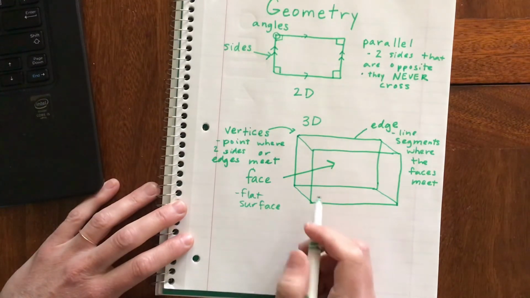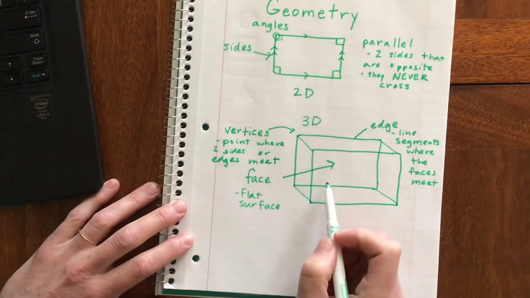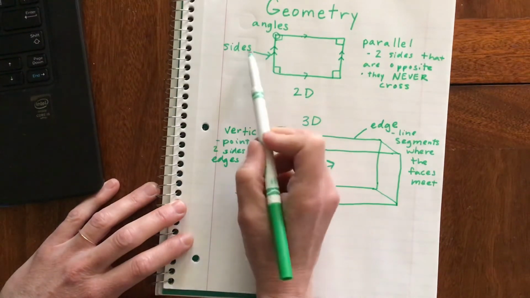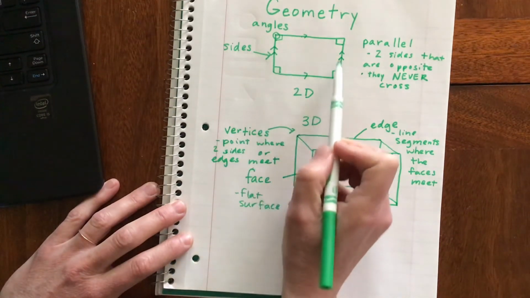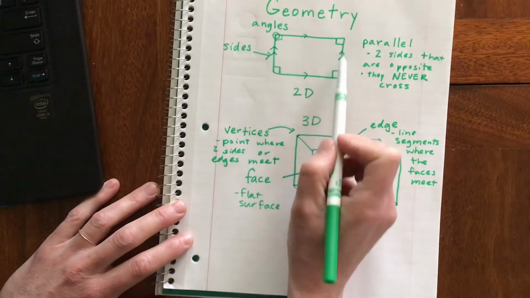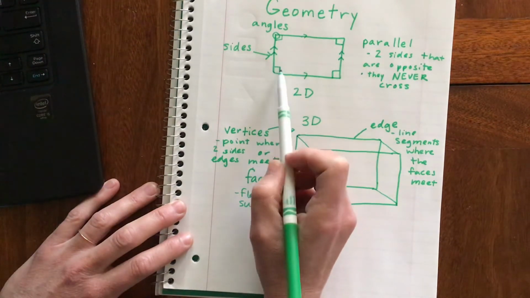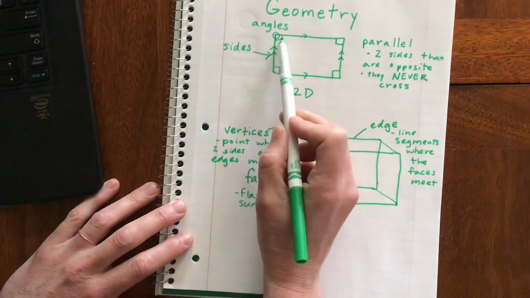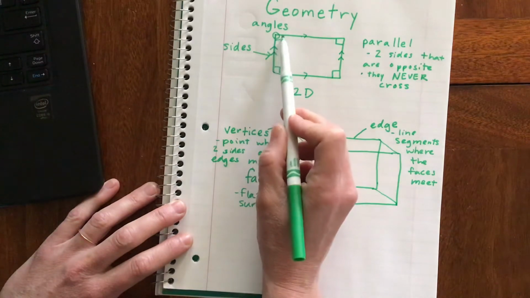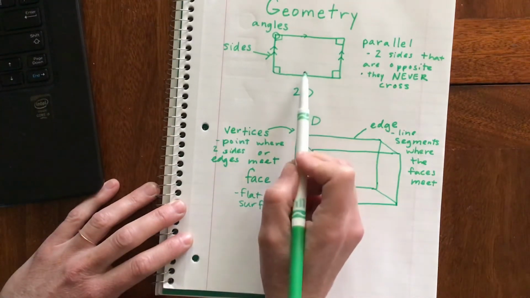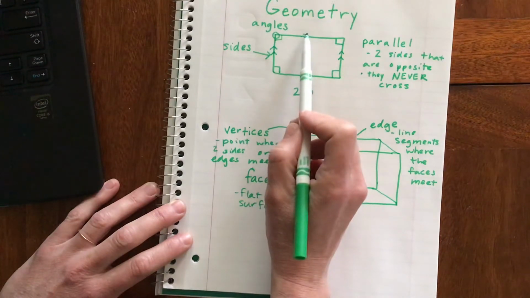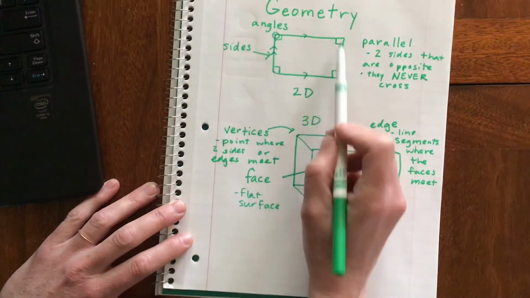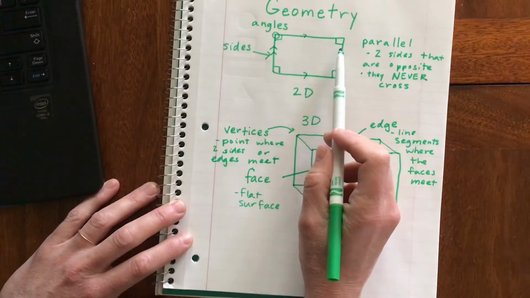All right, so 2D, 3D. Four sides, four angles. These particular angles are right angles, so they have a perfect square in the corner. These two sides are parallel, which means they'll never cross. These two sides are parallel, they'll never cross.